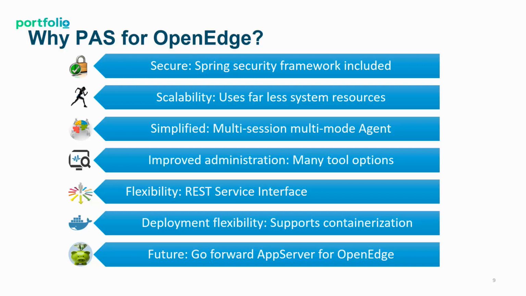This is what we're talking about. Flexibility with REST is that you have that web handler protocol. It supports containerization. We've already put out releases, container Docker images for PAS-OE, and you've probably seen some of the presentations this week about that. And it's not only go forward, meaning it's the only app server in 12, but all of our future innovation on the app server tier will be in PAS-OE. So there's got to be enough reasons here to make you excited about moving to PAS-OE, I hope.